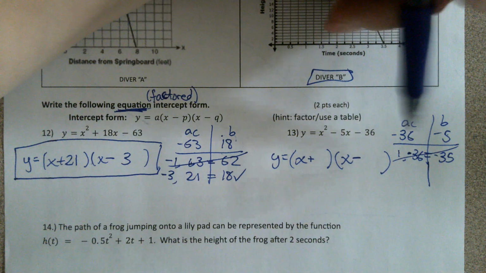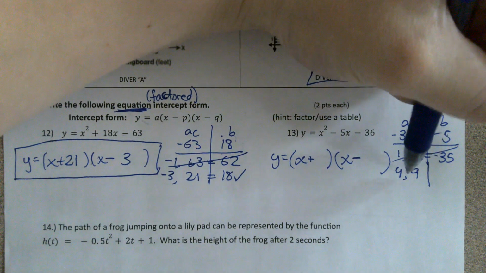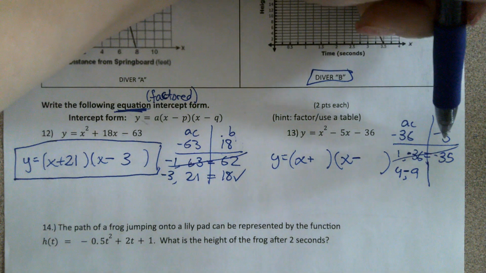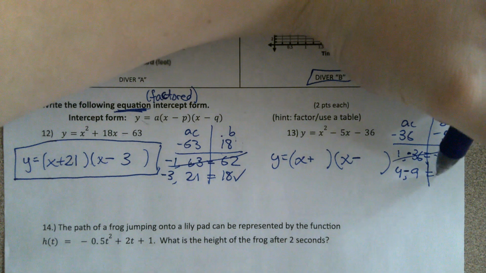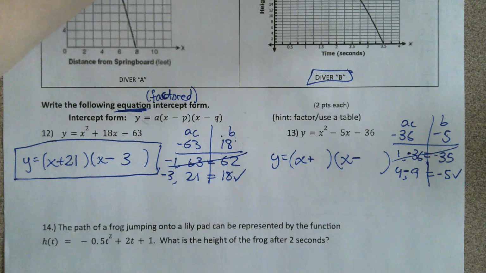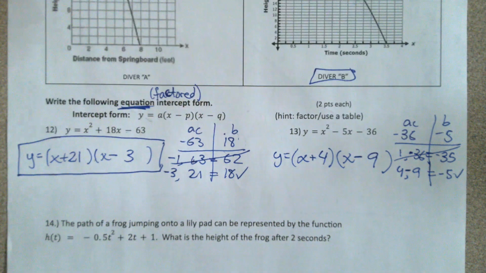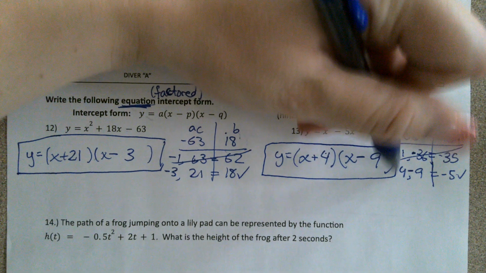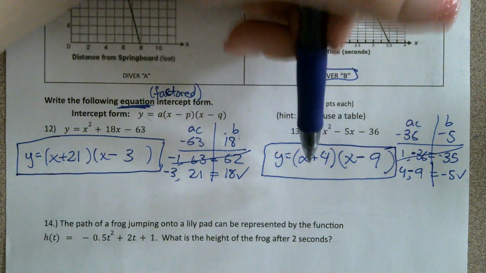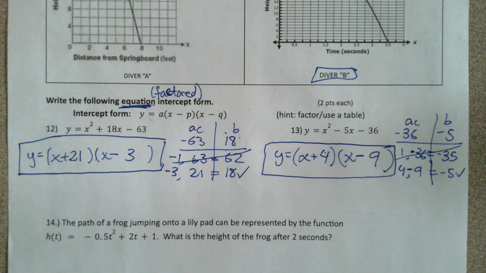Let's keep looking. I don't know about you. When I see 36, I think of 9 and 4. 9 will be the negative here so that we can get a negative answer. 4 minus 9, that is negative 5. That's exactly what I was looking for. So x plus 4, x minus 9. Make sure you put them in the right spot. It doesn't matter which one you write first. If I flip-flop these, I did x minus 9, x plus 4, that's still correct. Just make sure that the signs are correct.